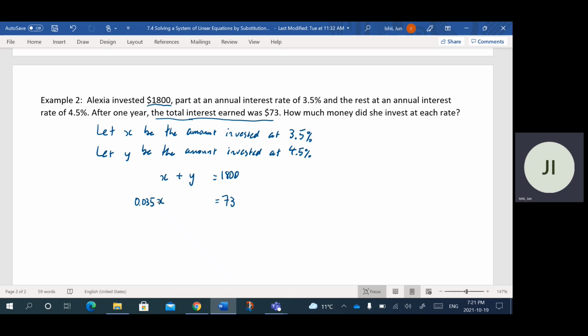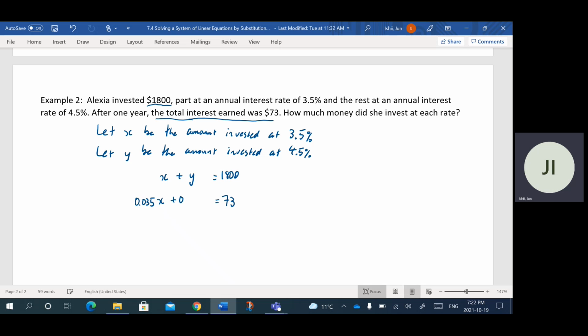Right? So for example, if I invested $100, I would plug in 100 for X, and I would have to multiply by 0.035 to get 3.5% of that. That would be the interest. Right? So you may have to play what I just said again. But basically, if I take 0.035 multiplied by the amount invested at 3.5%, this would give me the amount of the interest.